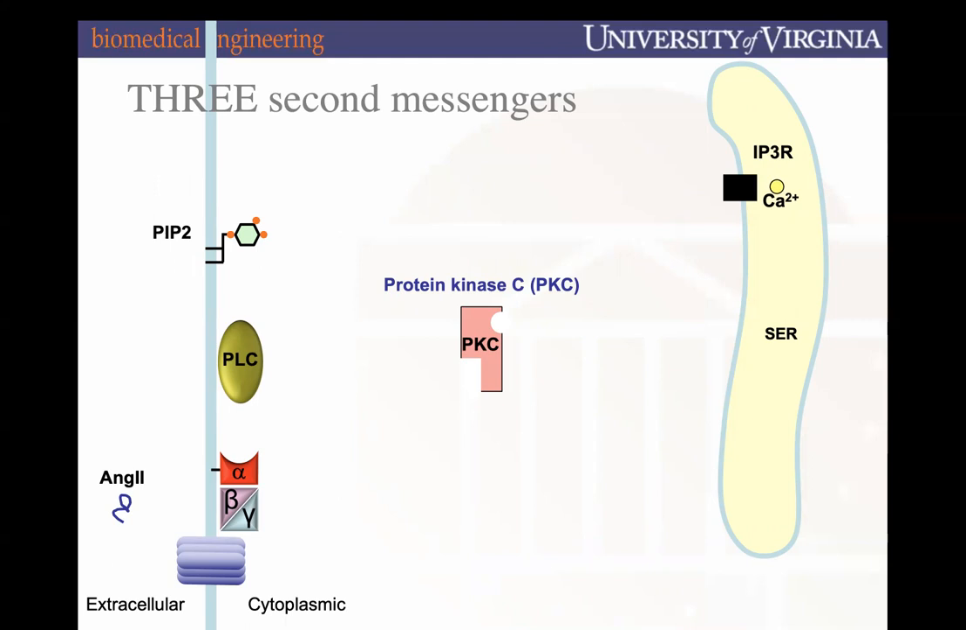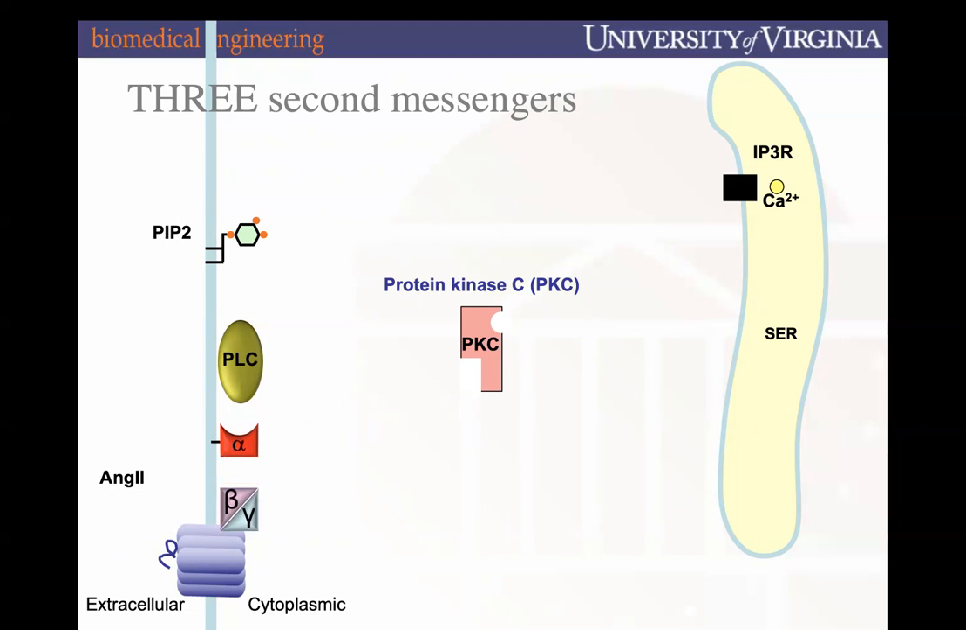So one G protein coupled receptor ligand, a key ligand for G protein coupled receptors in smooth muscle cells, is angiotensin II. That is a hormone that can promote the increase in blood pressure. And so when it binds to its G protein coupled receptor, that'll induce a conformational change. That conformational change will be transmitted to the G protein at the beta and gamma subunit. And so there's allosteric regulation there.